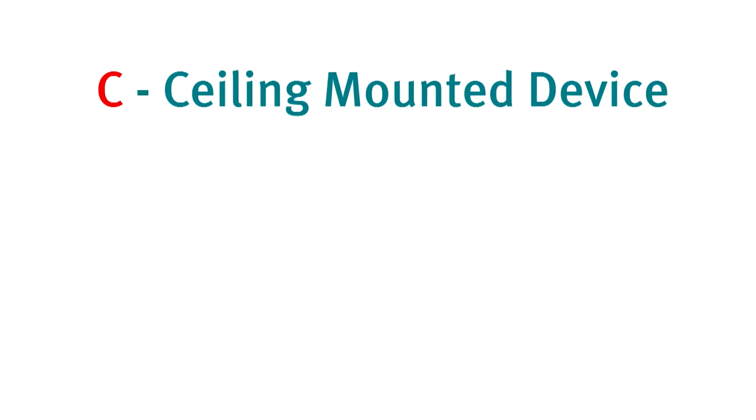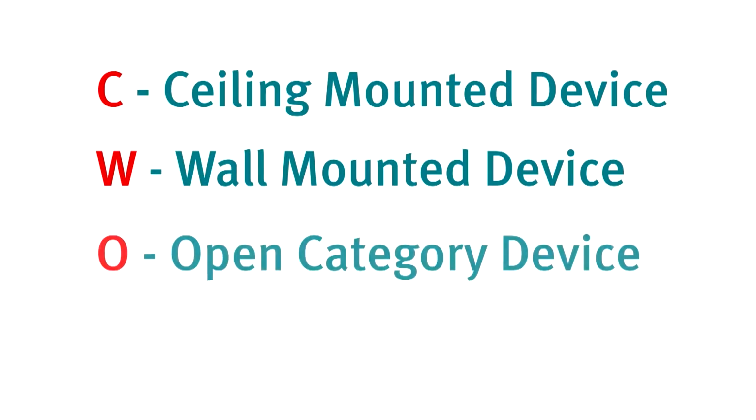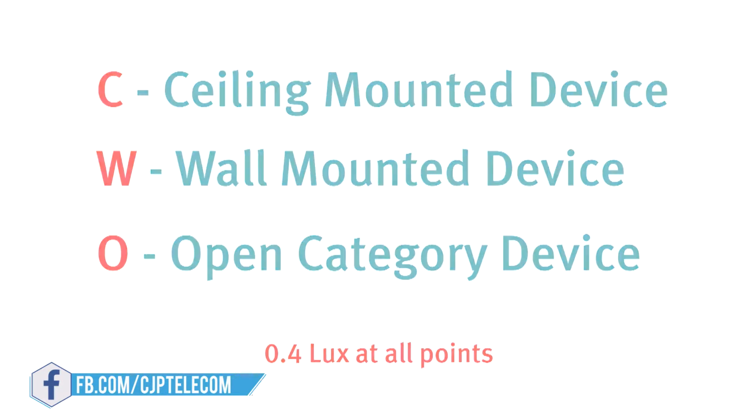There are now 3 categories that a VAD can be rated under: C for ceiling mounted device, W for wall mounted device, and O for open category device. The specified output for a VAD is now required to be 0.4 lux at all points within the specified coverage volume. And all manufacturers are now required to label their VADs in a specific way.